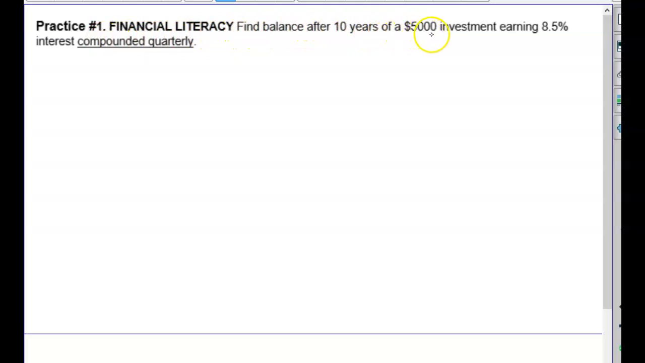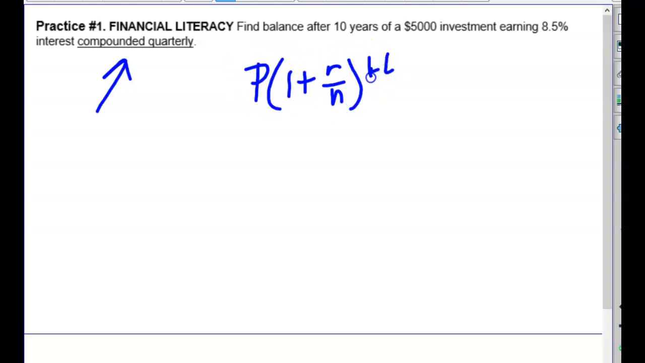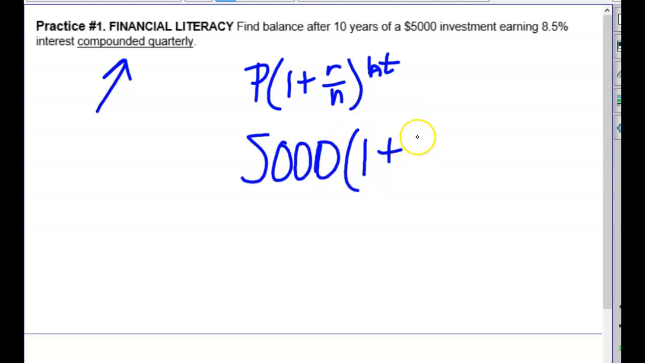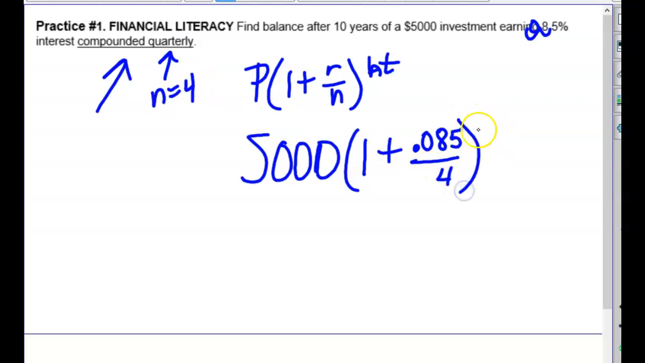Find the balance after 10 years of a $5,000 investment earning 8.5% compounded quarterly. Compounded quarterly is the compound interest formula, okay? So the formula is P(1 + r/n)^(nt). Did I remember that right? All the letters? Okay, so we have 5,000, 1 plus, how do we change 8.5 from a percent to a straight decimal? 2 places, so it's 0.085 divided by, what's n if it's quarterly? n equals 4. And then it's to the power of n again times t, because it is being compounded 4 times a year every year. So that would be 4 times 10.